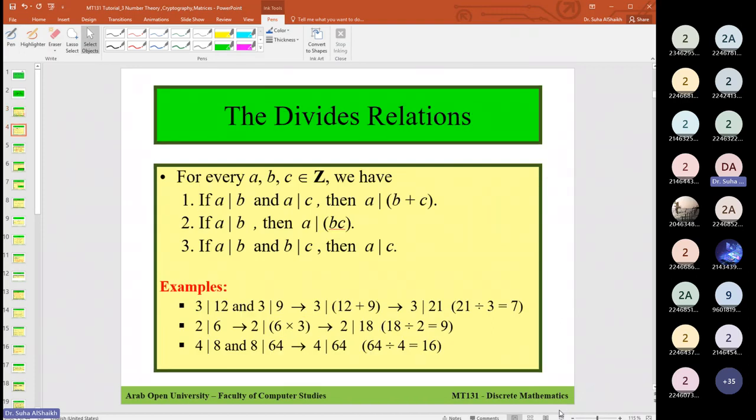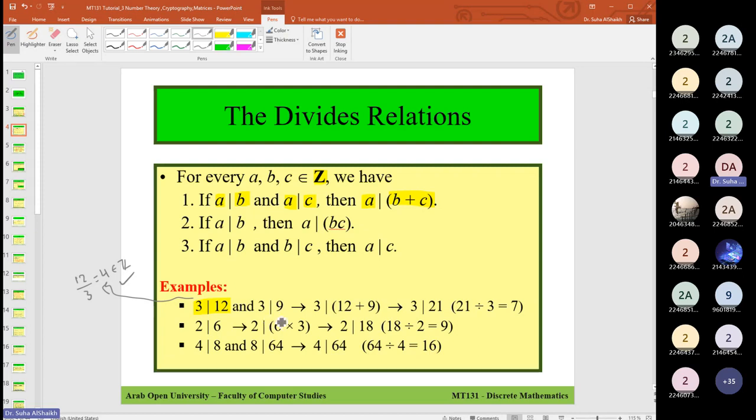Now we have some properties regarding this division thing. If I have A, B, C, all integers, of course all of them in Z. If A divides B, and A is dividing another number C, in this case, A should divide the sum of B and C. So here we have 3 divides 12. Why does 3 divide 12? Because 12 over 3 equals 4, which is an integer, so this is correct.